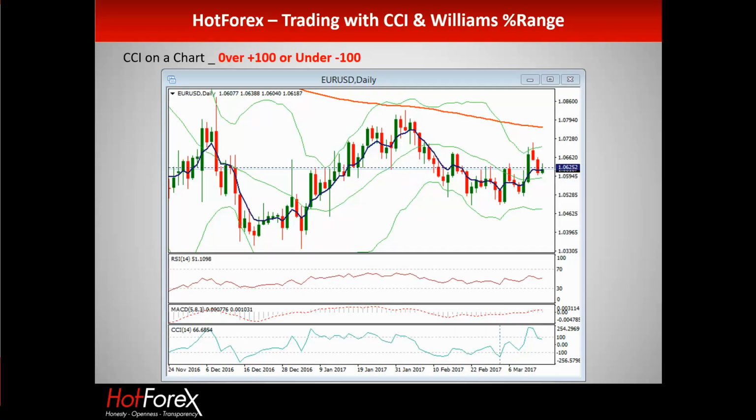Okay, so let's have a look at an example. I don't know when this is from, but in December. So here we are. This is what we're looking at here. The CCI here is set at 14, and here we are, minus 100 and plus 100. So the theory again says as we go over, let me change my pointer.